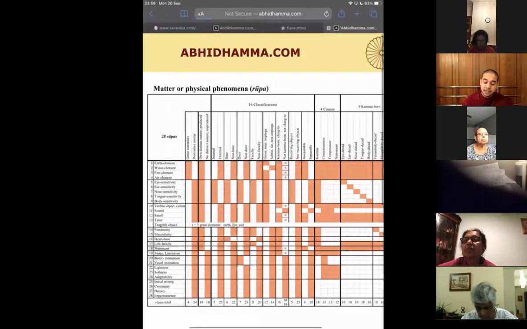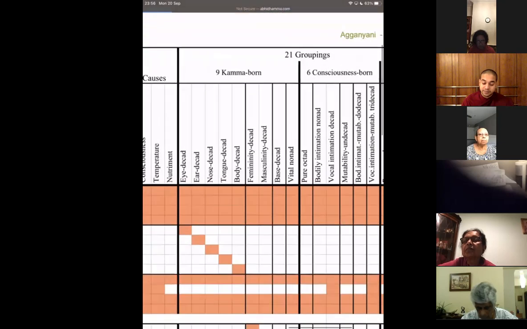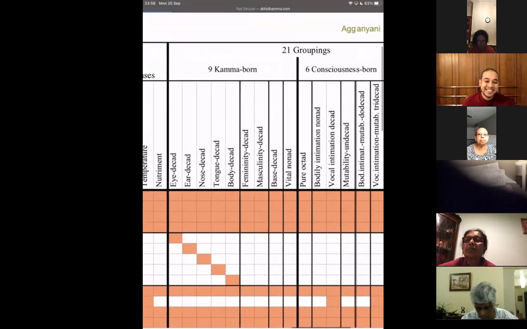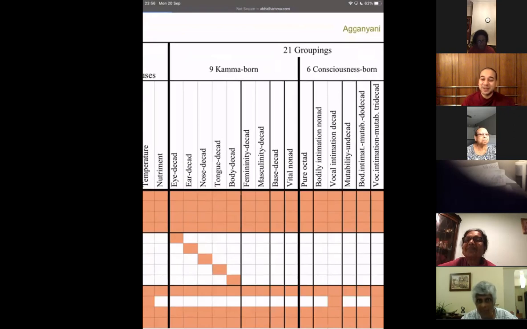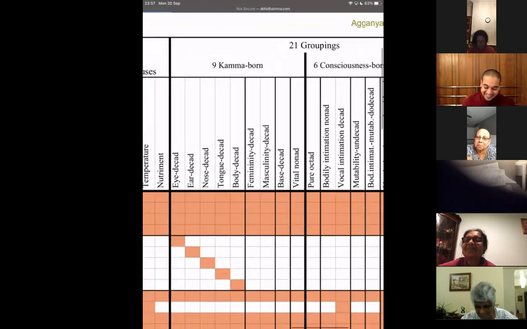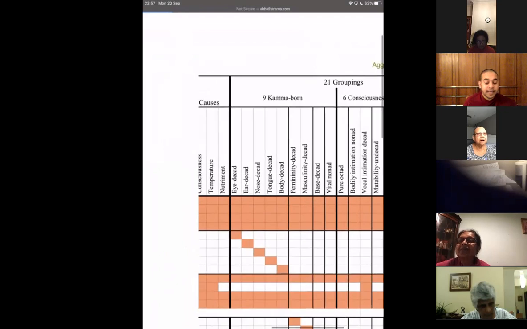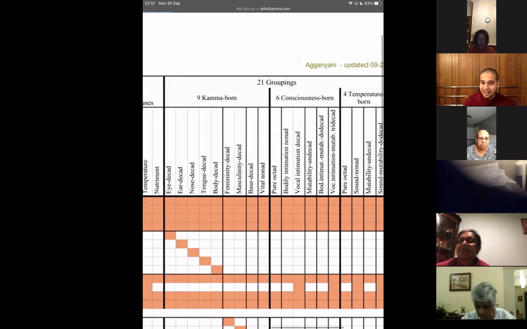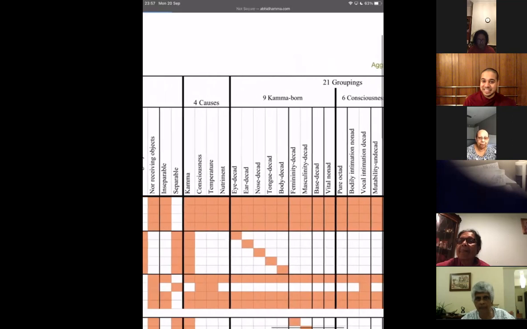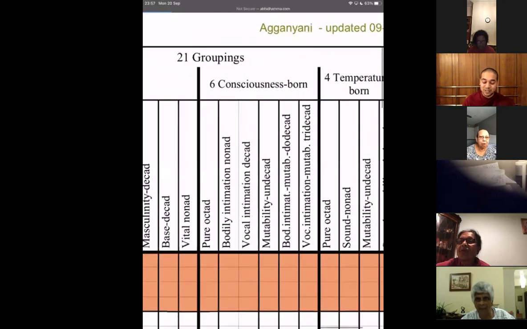Then we have the kamma groupings, the difficult to remember groupings. I'm sorry, I'm just being funny. Which are the eye decad, ear decad, nose decad, tongue decad, body decad, femininity decad, masculinity decad, base decad, vital nonad. These are all born of kamma. Now it sounds a little bit clearer than last class, when we read it as a chart, because it's all right there.